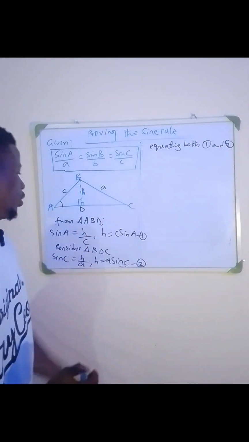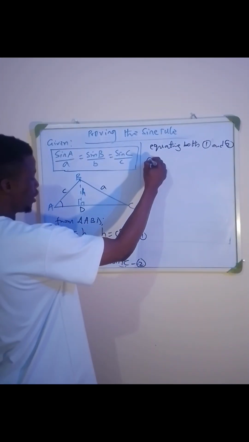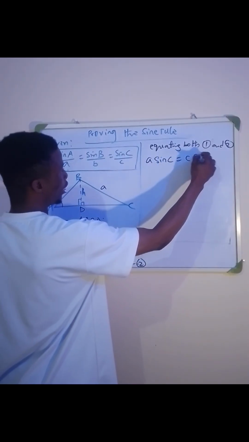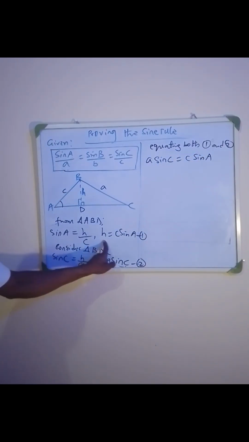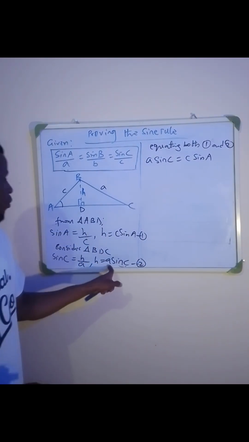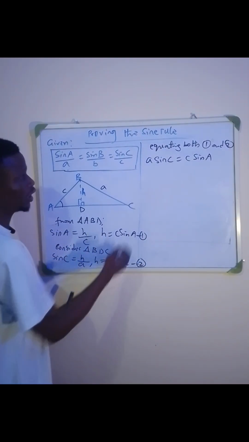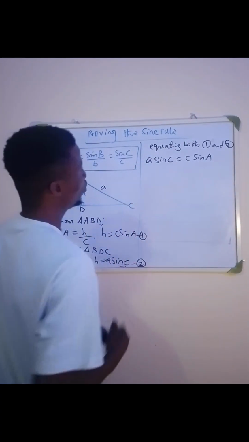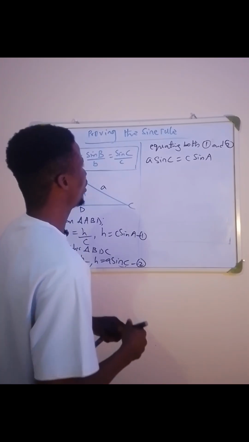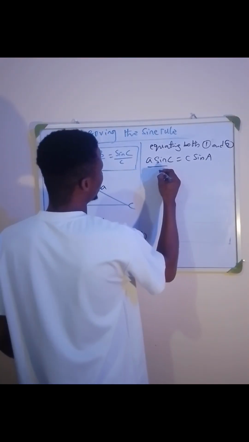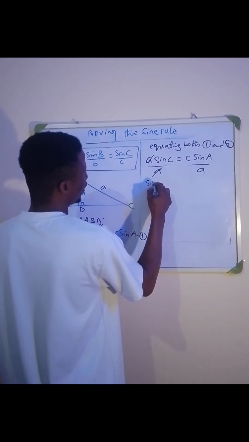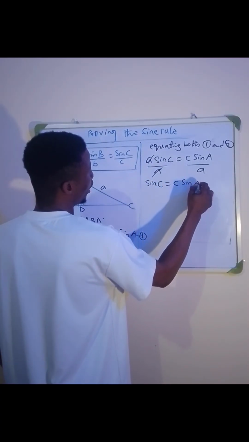If we equate equations 1 and 2, you are going to have that A sine C equals C sine A. The height of this triangle can be derived by using this formula, and the height can also be derived by using this other formula. So this is the same thing, and that's why we're equating it. If you divide through by A, you have this all over this and this all over this. So this will cancel this, and you have sine C equals C sine A over A.